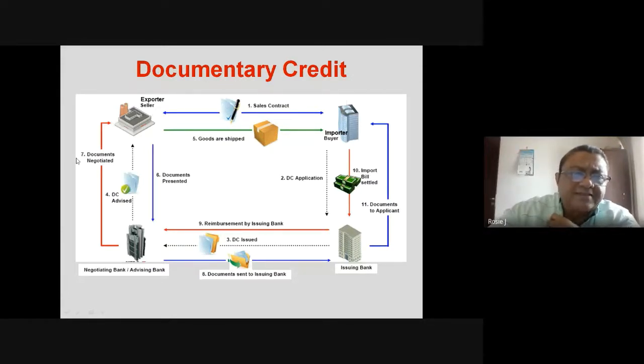So if this does not happen, then when the proceeds come, the bank will pay the money to the exporter once it is in. Sometimes exporters, if they are quite cash rich, have got enough money.